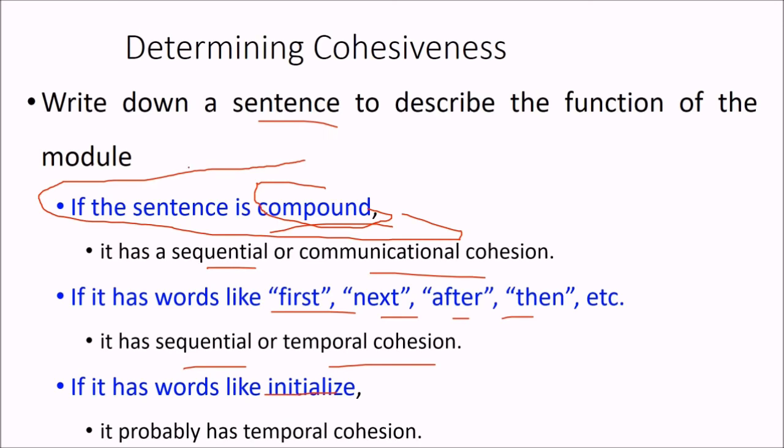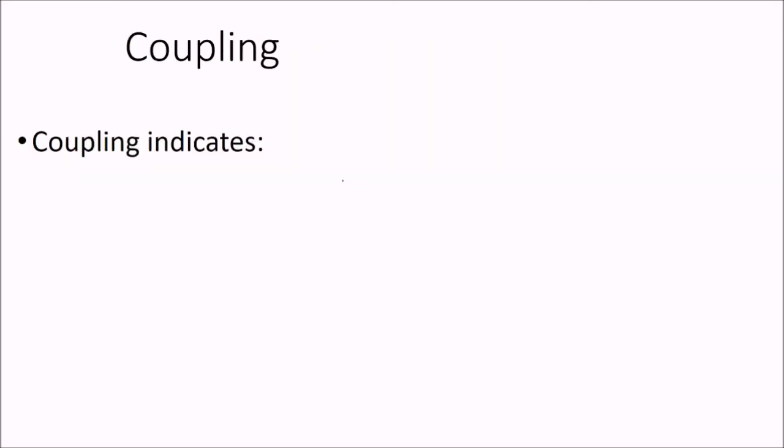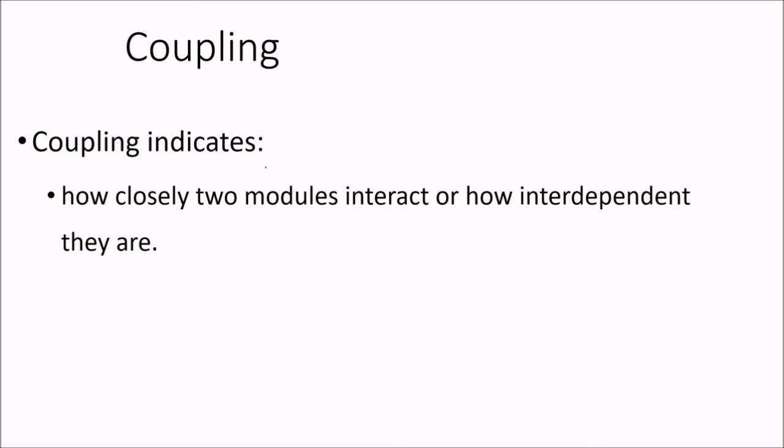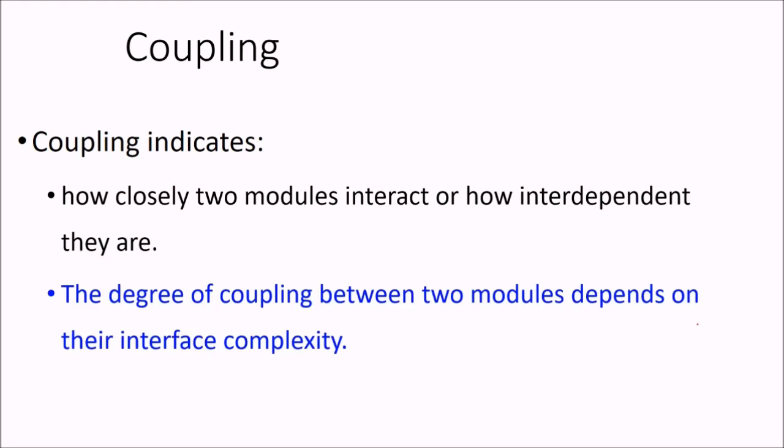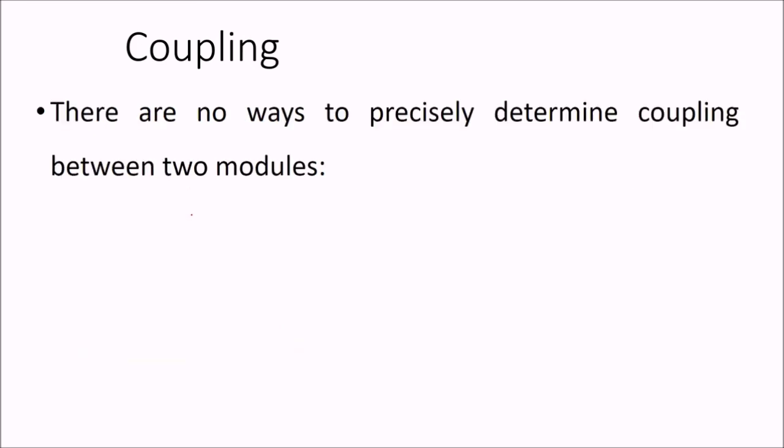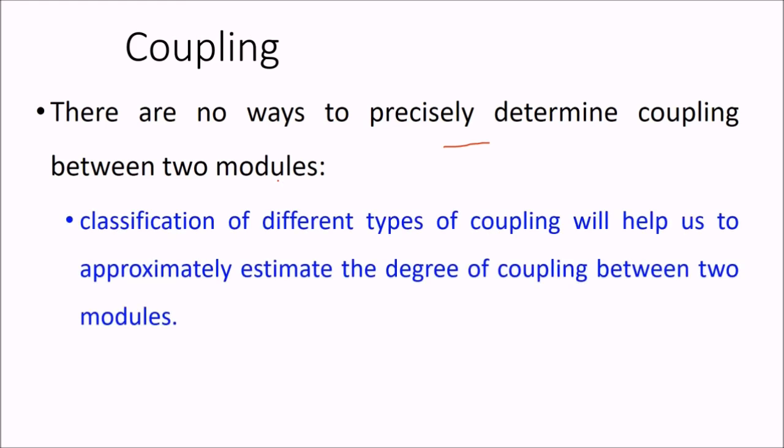Now coming to coupling. Coupling indicates how closely two modules interact or how interdependent they are, as I just showed you in the example of a train. And the degree of coupling between two modules depends on their interface complexity. So there is no way to precisely determine coupling between two modules. But classification of different types of coupling will help us to approximately estimate the degree of coupling between two modules, as we just saw with cohesiveness.